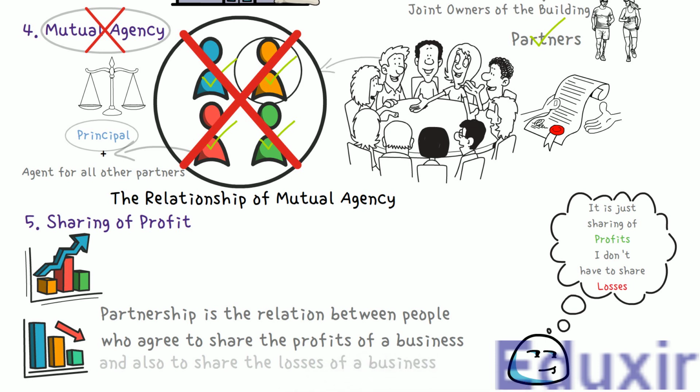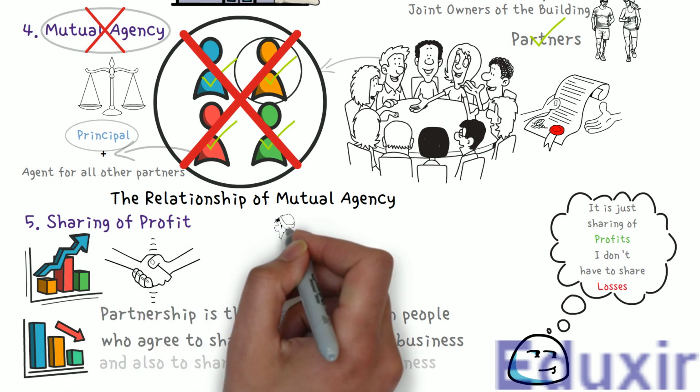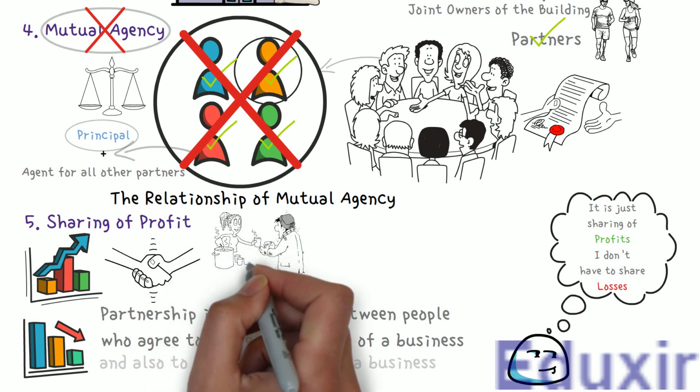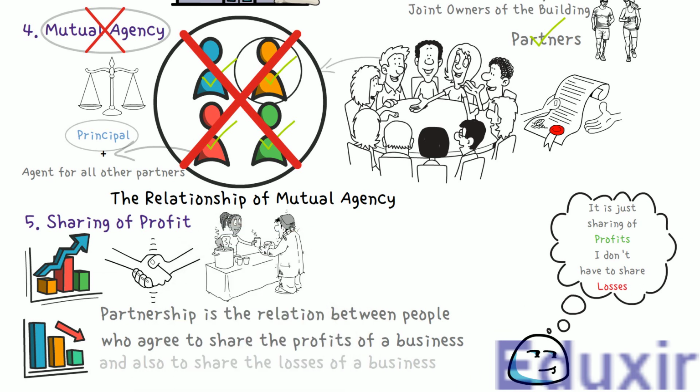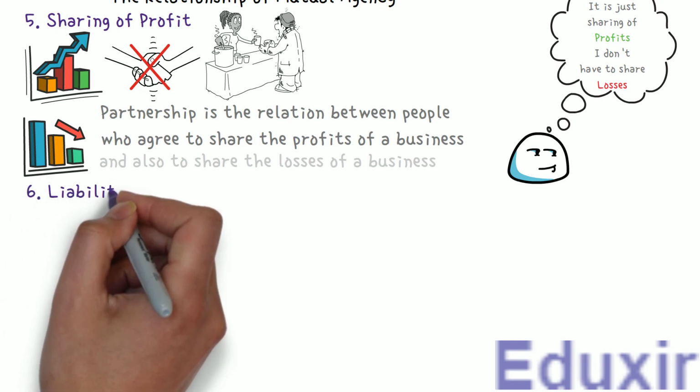One more thing. When two persons join hands to do some charity, there is always some giving in the charity, right? There is no profit and there is no loss. So we cannot call it a partnership. Well, that's it about sharing of profits. Let us now jump to the next and last essential feature of the partnership, that is liability of partners.